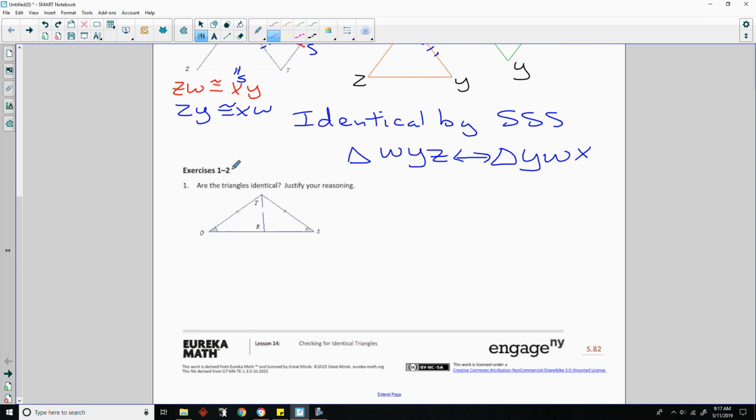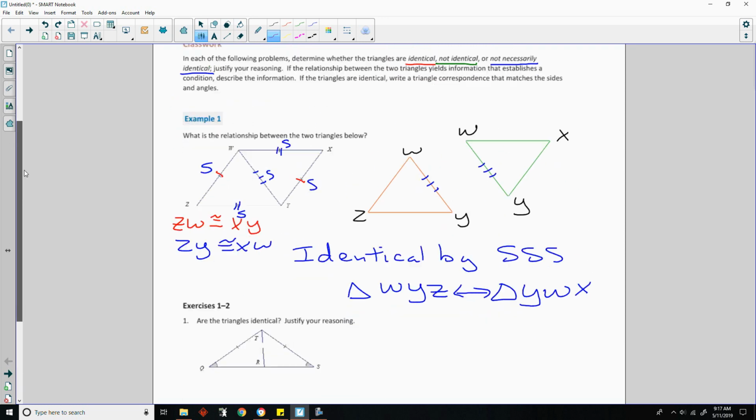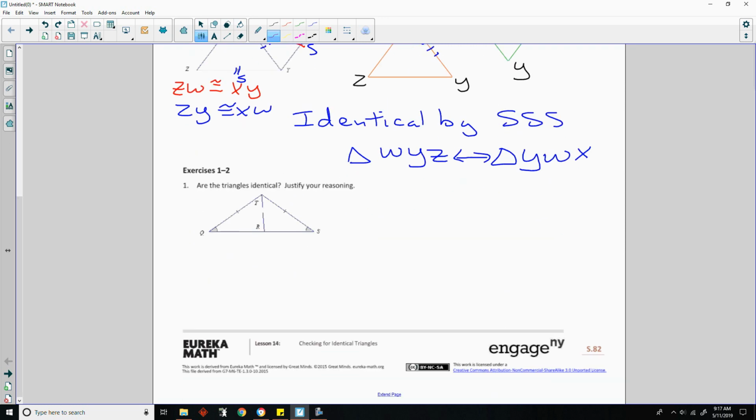And now we're on to exercises 1 and 2. So now see if you can do what I just did. Pause the video and see if you can identify if these triangles in numbers 1 and 2 are identical, not identical, or not necessarily identical, and state why.